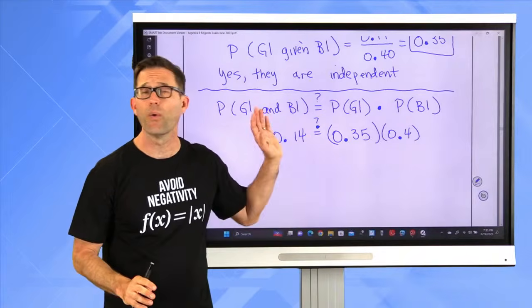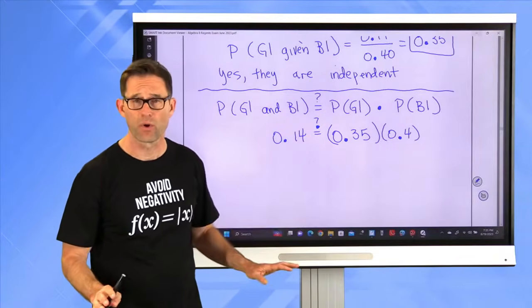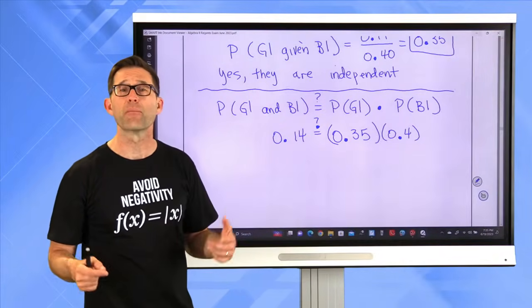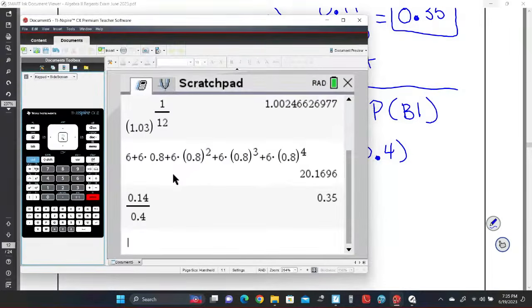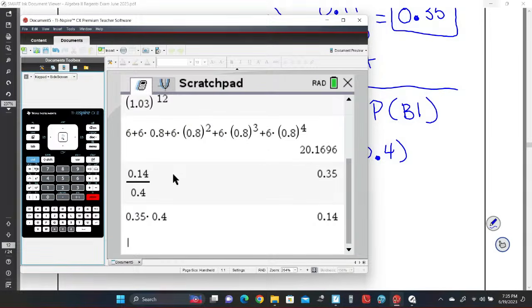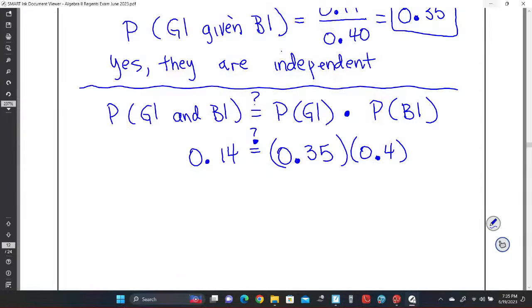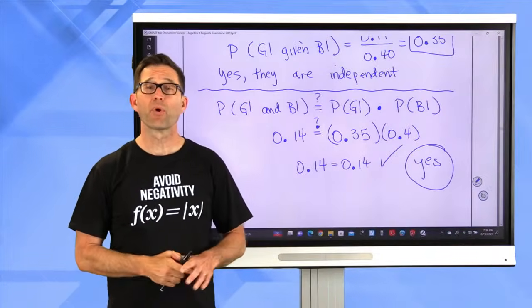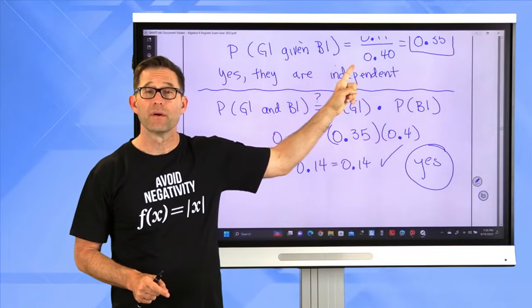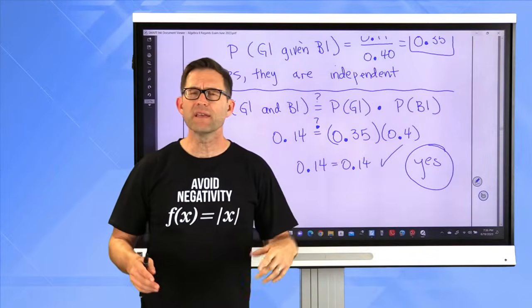I'm not going to go into why this works or why it doesn't work. It's just what's called the product test for independent events. Now, if I just do 0.35 times 0.4, I get 0.14. 0.14 equals 0.14, so yes, they are independent. I personally like this one a lot better, and again, it's really simple.